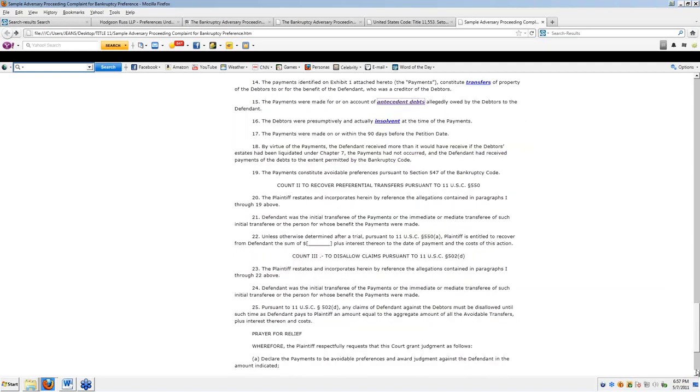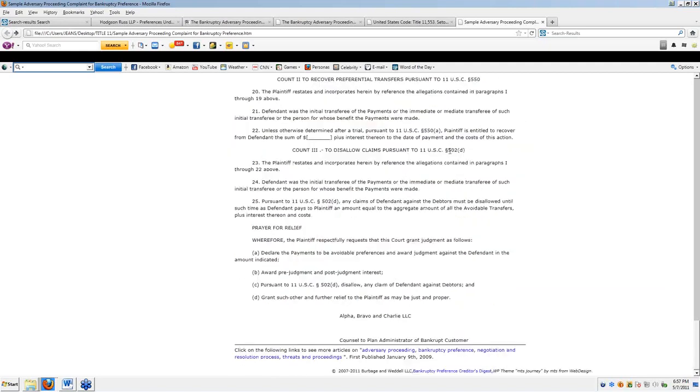See, under 502D, you can disallow claims pursuant to 11 USC 502D. Is that also in a 13 when you're in the Chapter 13 bankruptcy? Yeah, you can do this in any chapter. Okay.